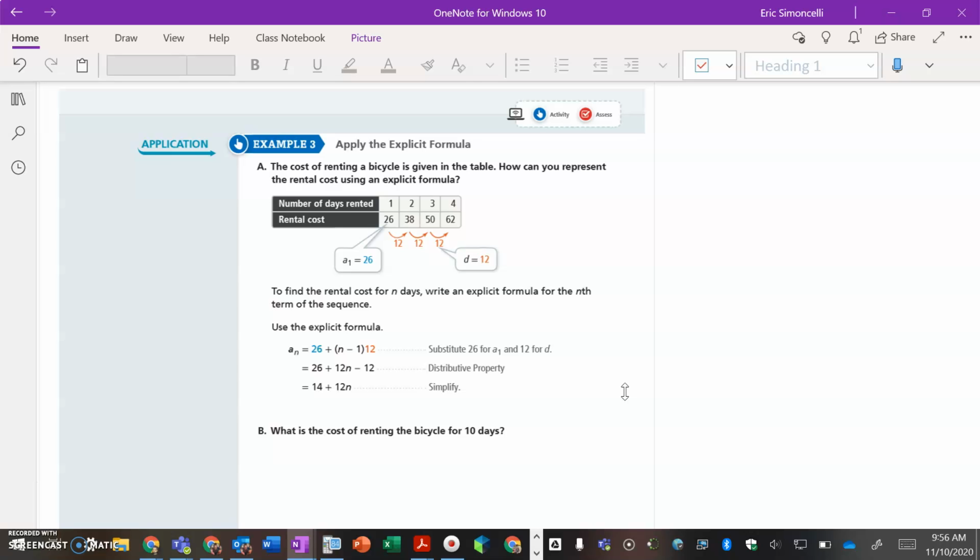This should look very familiar. This is actually slope-intercept form if you think about it. y equals mx plus b, m being the slope here, 12, and 14 being the y-intercept. The explicit formula is a sub n equals 14 plus 12n, and it gives the rental cost for n days. I do ask that you continue looking at the notes on your own. We will pick this up at a later time.